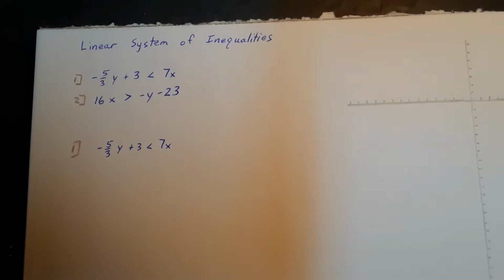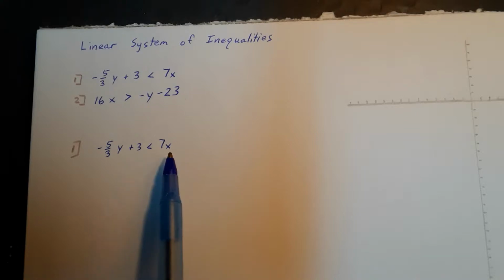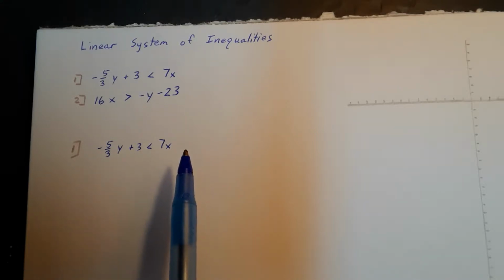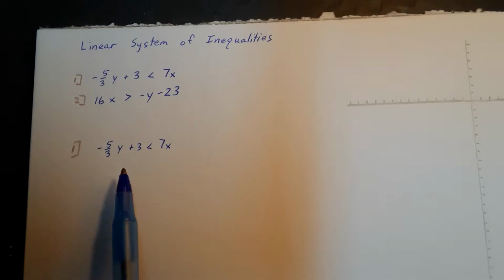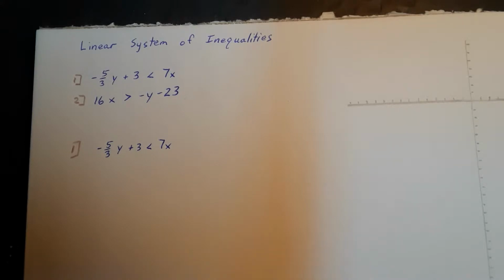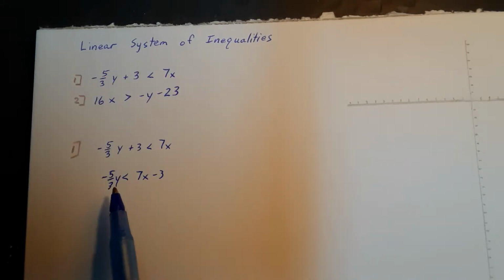Inequality number 1, I have negative 5/3 y plus 3 is less than 7x. So the first thing I'm going to do is move this 3 to the right hand side to get it away from the y. Since it's being added to the y, I'm going to subtract it from both sides. So now I've subtracted 3 from both sides, and I need to get rid of this 5/3.